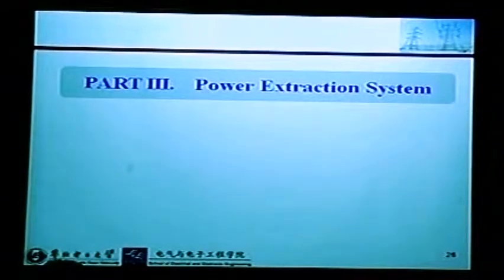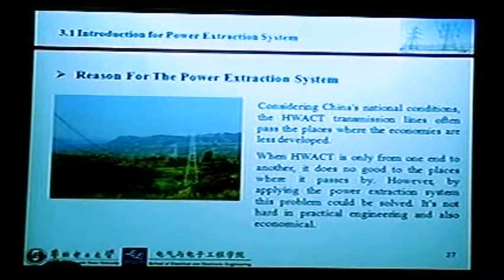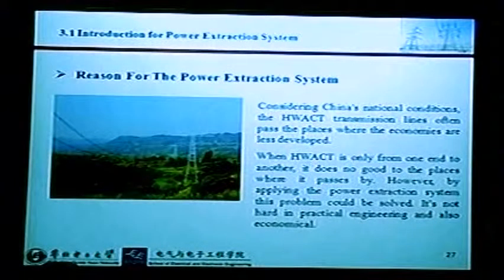The third part is the power extraction system. Considering China's national condition, the HWACT transmission line often passes through places where the economies are less developed. When the HWACT only runs from one end to another, it does no good to the places it passes by. However, by applying the power extraction system, this problem could be solved. It's not hard in practical engineering and also economical.